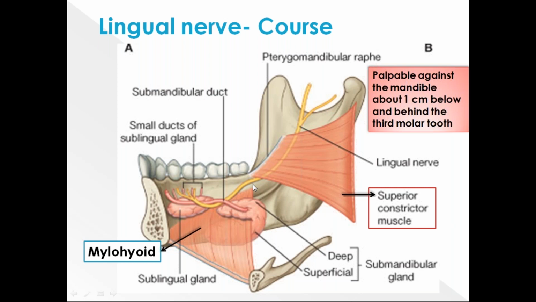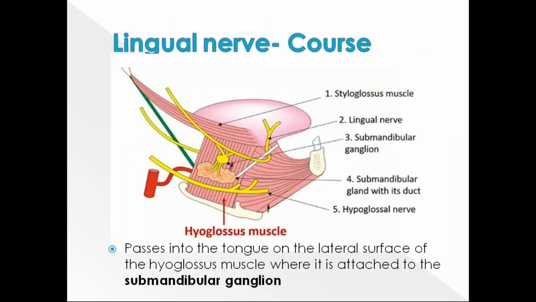Okay, so after that, what happened? So you can see this is a lateral view. Okay, first understand the picture, then I'll tell about the further course of the lingual nerve. This is the submandibular region. This is the tongue. You can see the styloid process. So this is the styloglossus muscle, and this is the stylohyoid ligament, and this is the lingual nerve. You can see the lingual nerve.